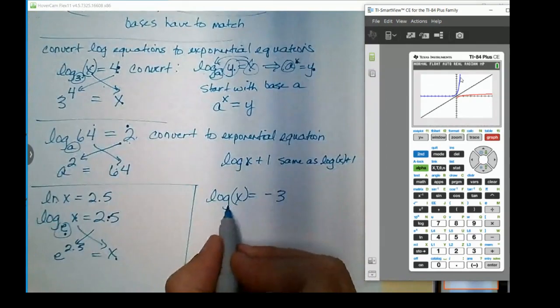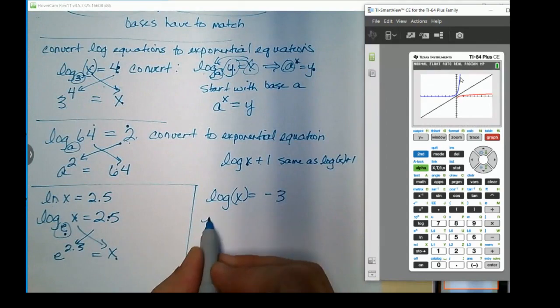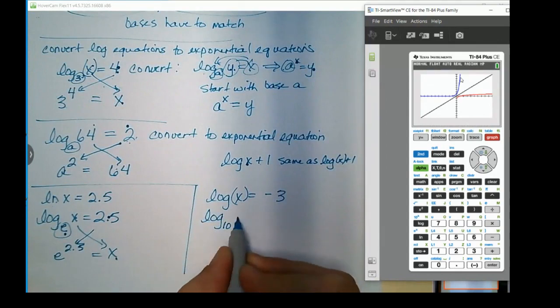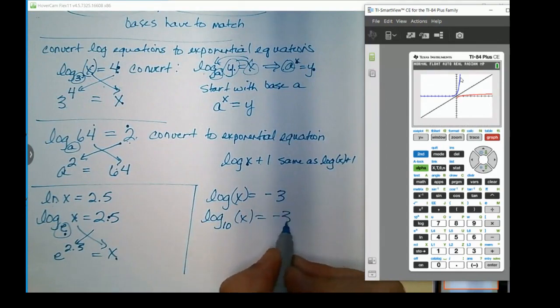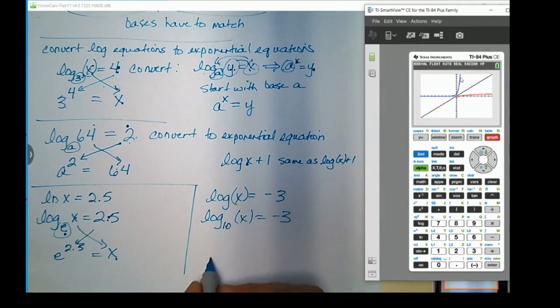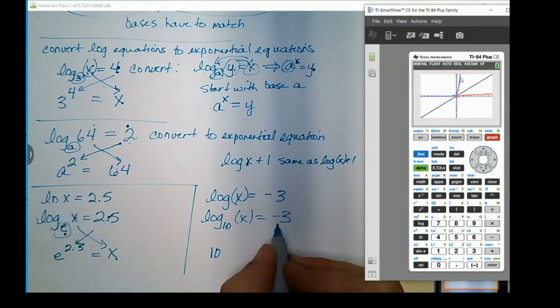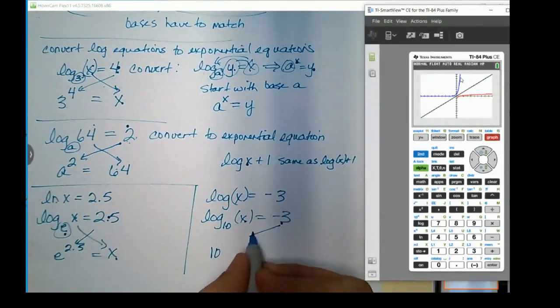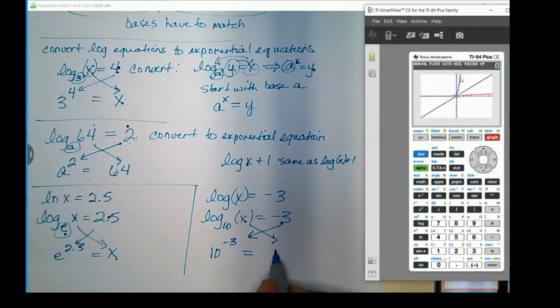All right, so for this one, because there's no base written in here, that means it's automatically base 10. To convert this to an exponential equation, we're going to start with our base of 10, and then the x and negative 3 are going to switch places. That means the negative 3 comes over here to become the exponent, and the x goes to the other side of the equation. That gives us 10 to the negative third equals x.